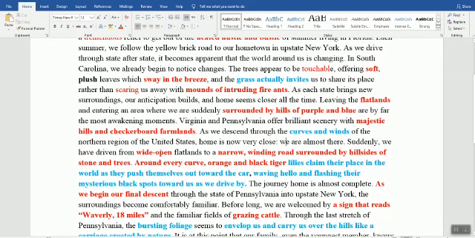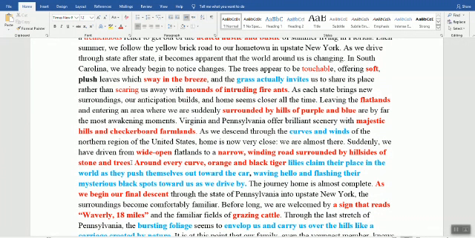Now home is very close and we are almost there. Suddenly we have driven from wide open. So the land in Florida was wide open. They have driven from wide open land, flatlands, to a narrow, winding road surrounded by hillsides of stone and trees. Now you see that the road is narrow, that road is winding, twisting, and it is also surrounded by hillsides, hills and stones and trees. Such a mesmerizing, such a fascinating scene has been created.